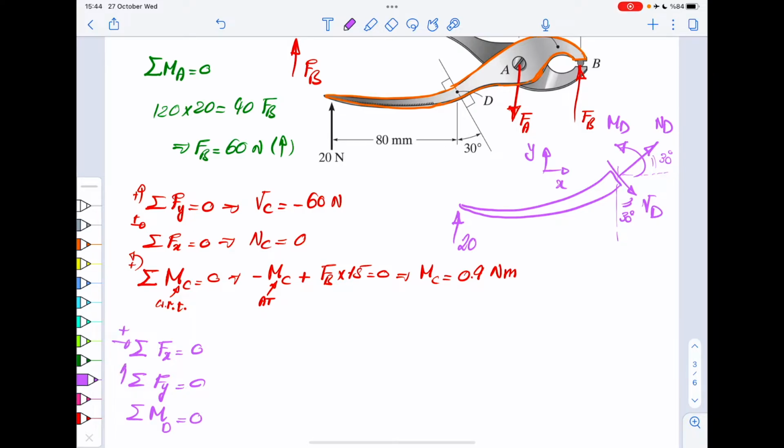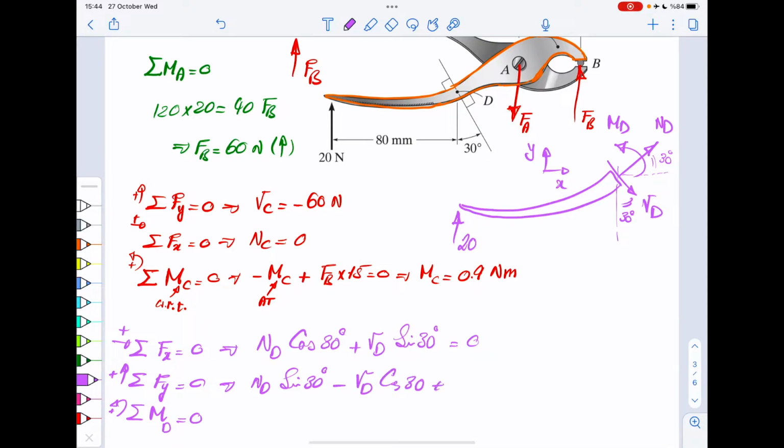And then again, assuming that we use our usual convention for directions, in x direction, what do we have now? We have ND cosine 30 degrees plus VD sine 30 degrees. That is 0. These are the only forces in x direction. In y direction, you would have ND sine 30 degrees minus VD cosine 30 degrees plus 20 is 0.